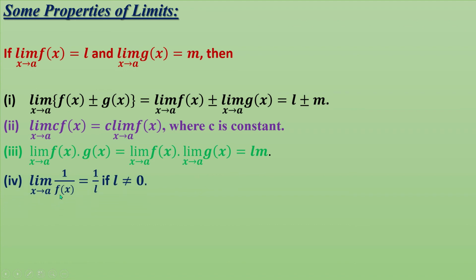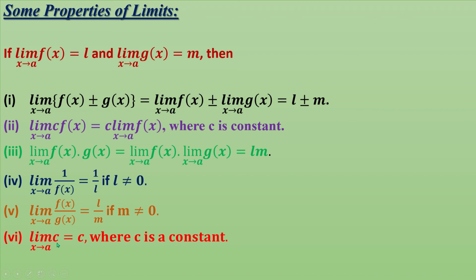Similarly, in division form, 1 divided by f of x equals 1 divided by the limit as x tends to a of f of x. That means 1 divided by L, when L is not equal to 0. Or when we use f of x by g of x, this equals the limit of f of x by the limit of g of x, which is L by M when M is not equal to 0. When M equals 0, the value of the limit will be undefined. The limit of a constant is equal to only the constant.